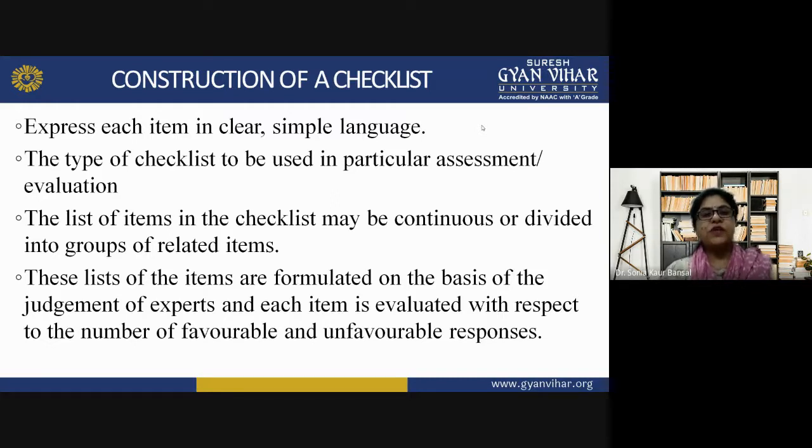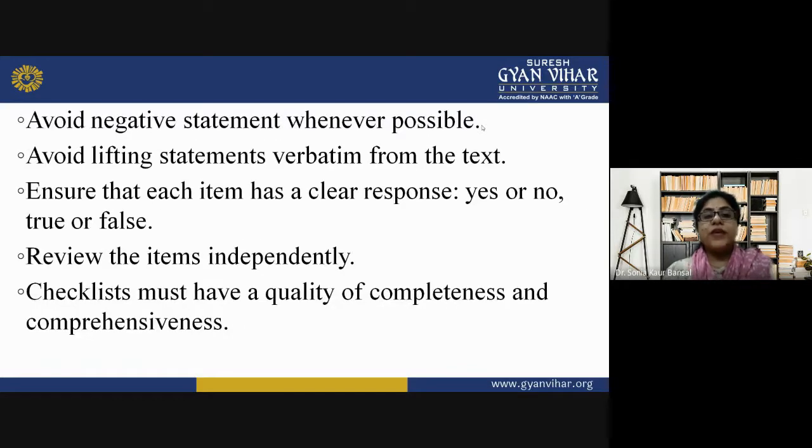So this list of items is formulated on the basis of the judgment of experts, and each item is evaluated with respect to the number of favorable and unfavorable responses. So when you have formulated all the statements, or maybe all the questions, on the basis of the judgment of experts, you have prepared a checklist. After getting the checklist done, you will be evaluating the favorable and unfavorable responses, and you will be calculating them. So in that way, the checklist will be authentic if it is fulfilling your objective. Now, a very important thing that you must take care of: avoid negative statements whenever possible.